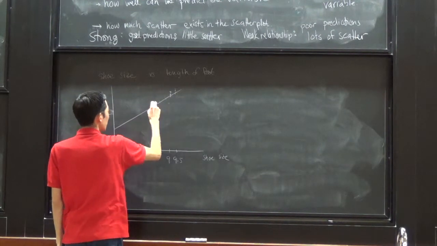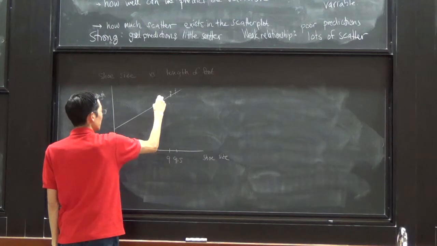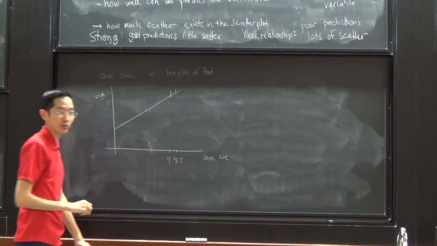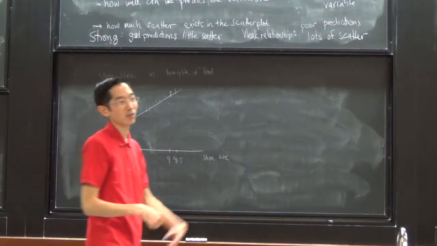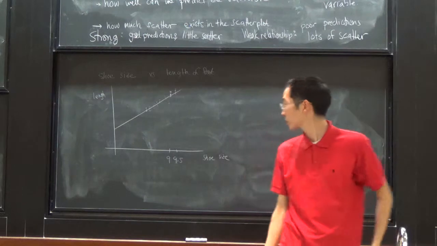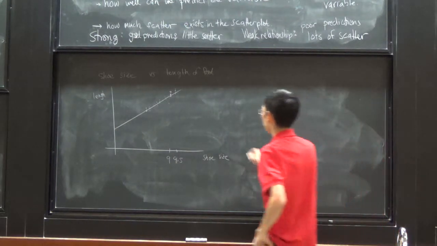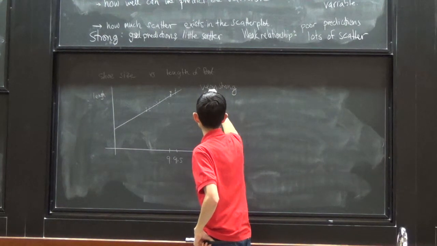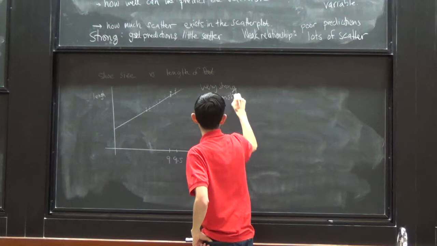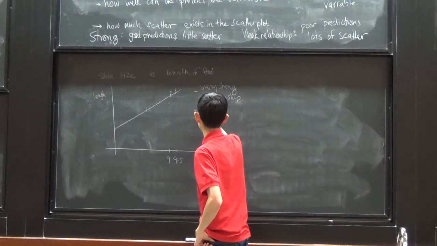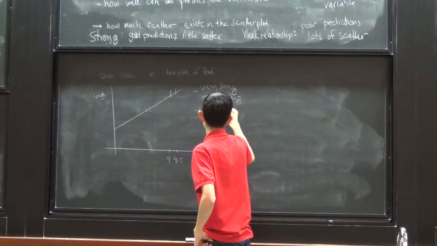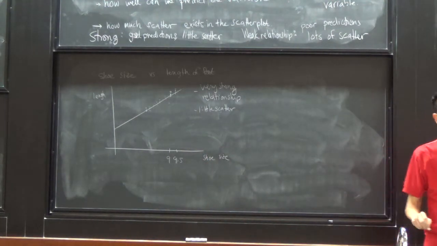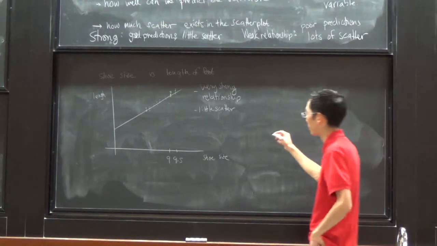But overall, there would be a very strong relationship where we see people with shorter feet will have smaller shoe sizes. People with longer feet will have larger shoe sizes. Okay. So this would be a very strong relationship. We'll have a little scatter. And we would say this is a positive relationship.